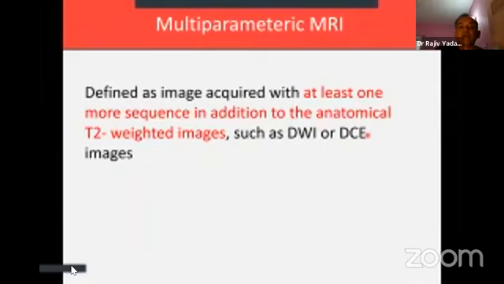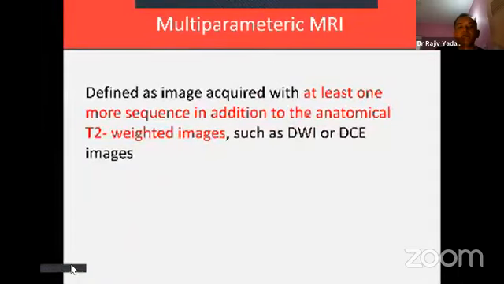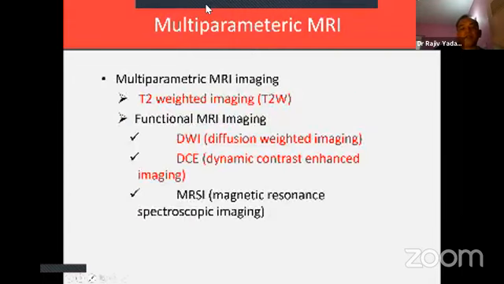So multiparametric MRI in day-to-day practice nowadays with the PI-RADS scoring system basically means we are ordering a T2 weighted image with a diffusion, with or without a dynamic contrast enhanced image. So the things which are marked in red are part of the multiparametric MRI in the current PI-RADS version 2.1, where T2 weighted image, diffusion weighted image, and dynamic contrast images are being ordered.